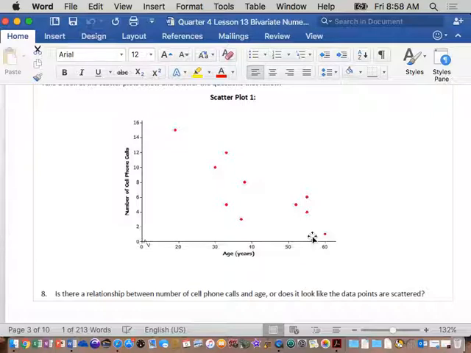Okay, so I think it's realistic that there's very few 60-year-olds and the young people have lots of time put in. Is there a relationship, everybody? Yeah, we would say. Is this a positive or a negative relationship? Negative. It says negative correlation. As the age increases, the time on the cell phone decreases.